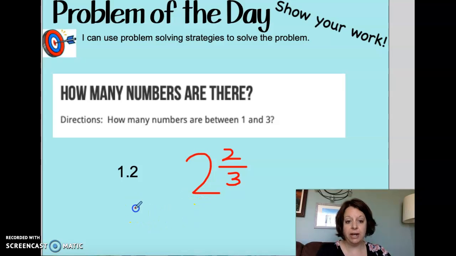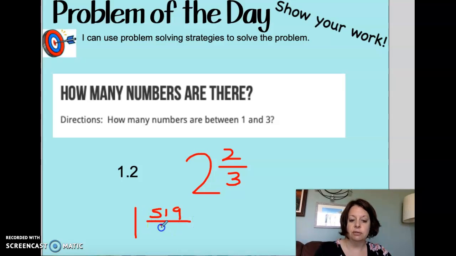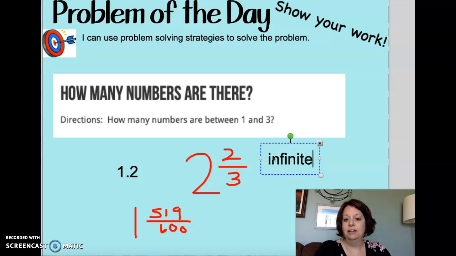Yes. But guys, there are so many fractions or parts of numbers that we could have. For instance, we could have 1 and 519/600ths, for instance. Is that between 1 and 3? Absolutely. So the correct answer for this one, which might blow your mind, is there's an infinite amount of numbers between 1 and 3. We can't count because it could keep going and going and going.